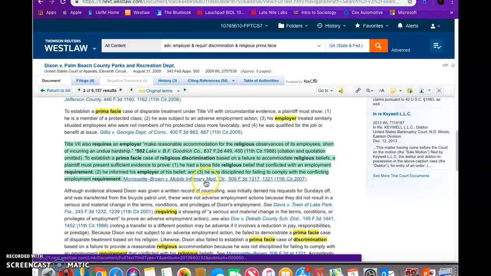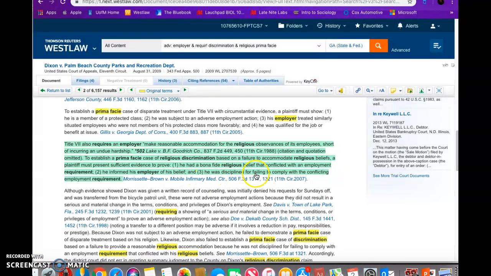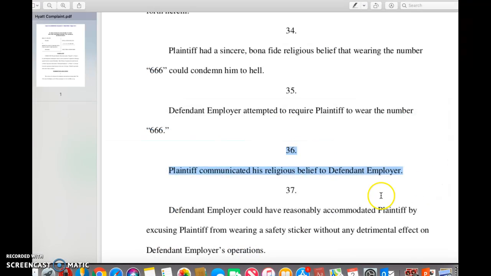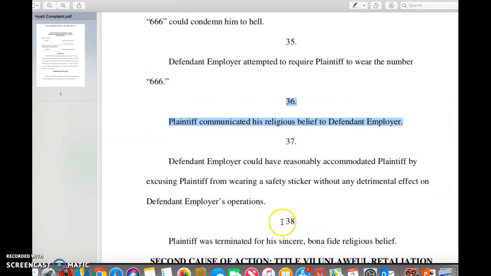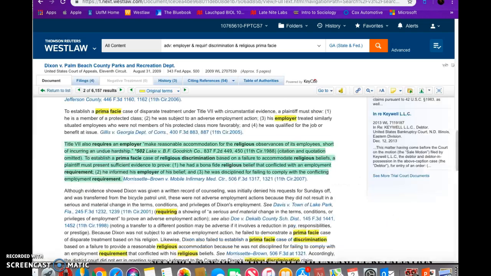Number 3, he was disciplined for failing to comply with the conflicting employment requirement. That discipline is in regards to paragraph 38: plaintiff was terminated for his sincere bona fide religious belief. All right. Now, it did not specify in this particular case. It just says he was disciplined. It did not say he was terminated.